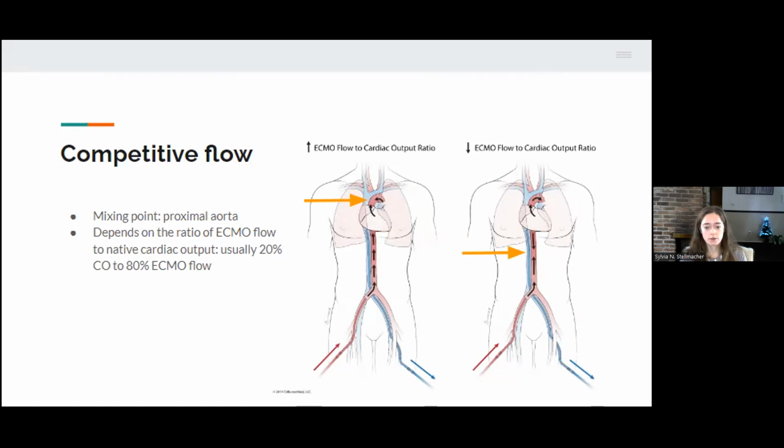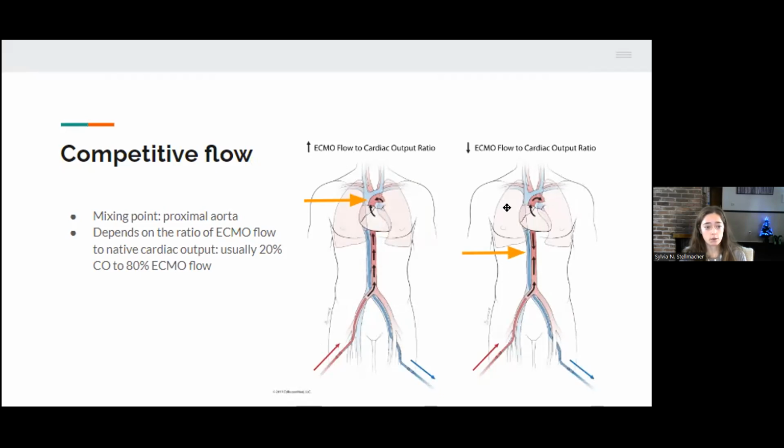Because when we cannulate patients for ECMO, their cardiac output is so low and they're in cardiogenic shock, the ECMO circuit, essentially, you can think of it outcompeting the heart, and the mixing point is high in the aorta, close to the heart. And so the coronaries are perfused, the upper extremities are perfused, the brain is perfused, and the whole body is perfused because blood is also supplying the lower extremities as well.